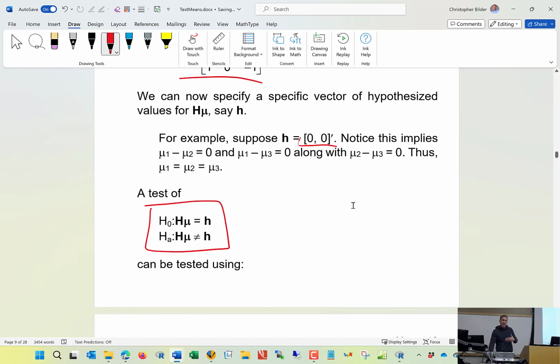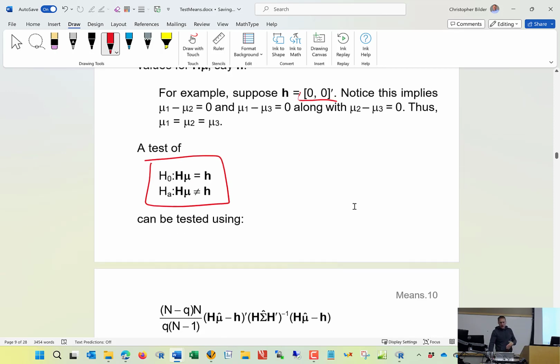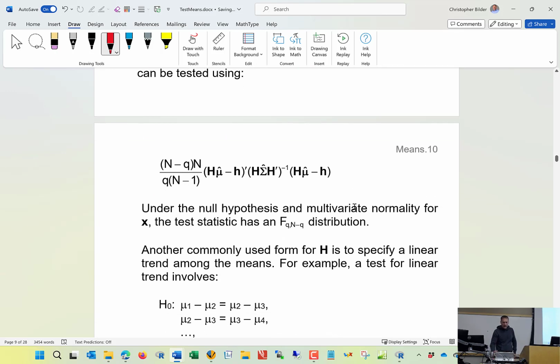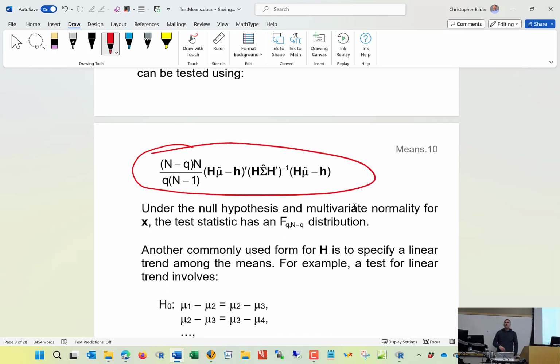And so in a general setting where we don't necessarily know beforehand what H we want to use, then we have a very similar test statistic to that Hotelling's T-squared. This is the extension of Hotelling's T-squared. And you can see very similar components to what we had just seen before, but now we have these H's in there instead.